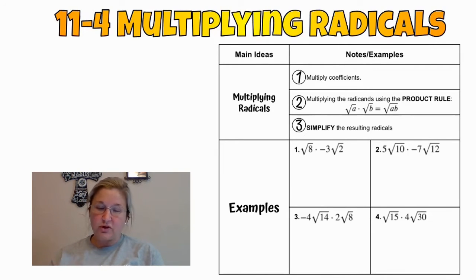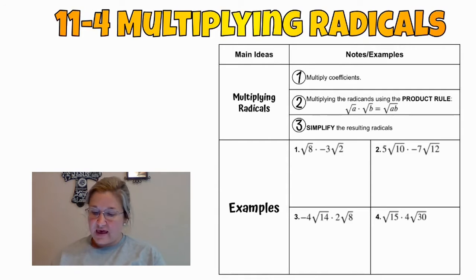The product rule: you're going to multiply the coefficients first, and then you're going to multiply the radicands, which is what's underneath the square root, using the product rule, which is the square root of a times the square root of b is equal to the square root of a times b. So multiplying those two, then we're going to simplify the remaining results. So simplify using those perfect squares that can go into that radicand.